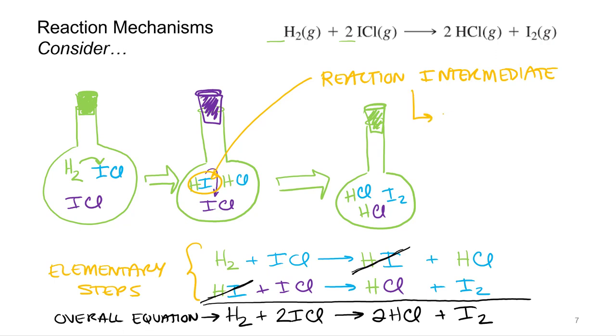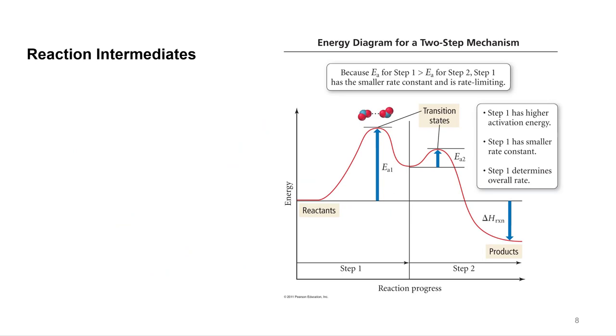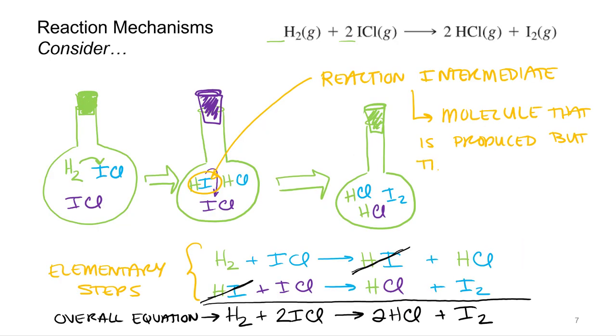And what a reaction intermediate is, this a molecule, atom, or ion that is produced, but then used up in elementary reaction steps.